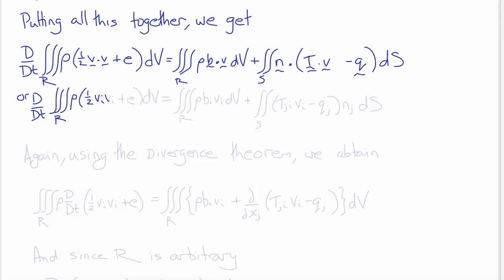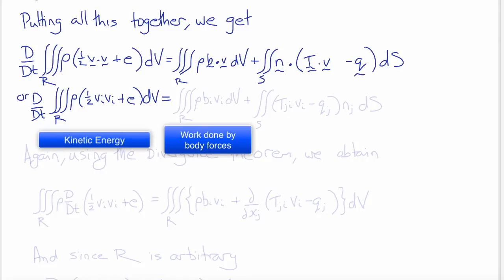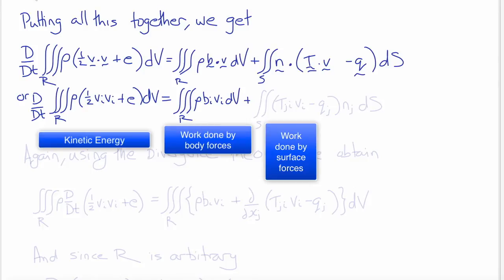Or in index notation, the material derivative of the volume integral of rho times 1/2 Vi Vi plus E dV is equal to the volume integral over R of rho Bi Vi dV plus the surface integral over S of Tji Vi minus Qj times Nj integrated with respect to S.